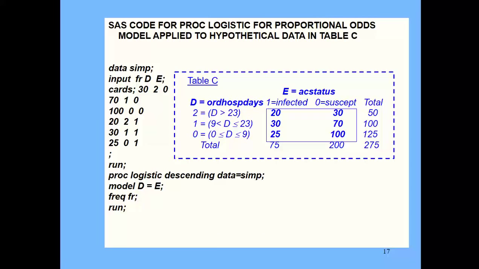So this is the code for running the crude analysis. I've called it simple or crude analysis on the hypothetical data, which is table C. This is the code, okay? Now you notice I said input FR, D, E. What does FR stand for? It's the frequency of the numbers in these different parts of the table. Then it's got 30, 70, 120, 30, 25.